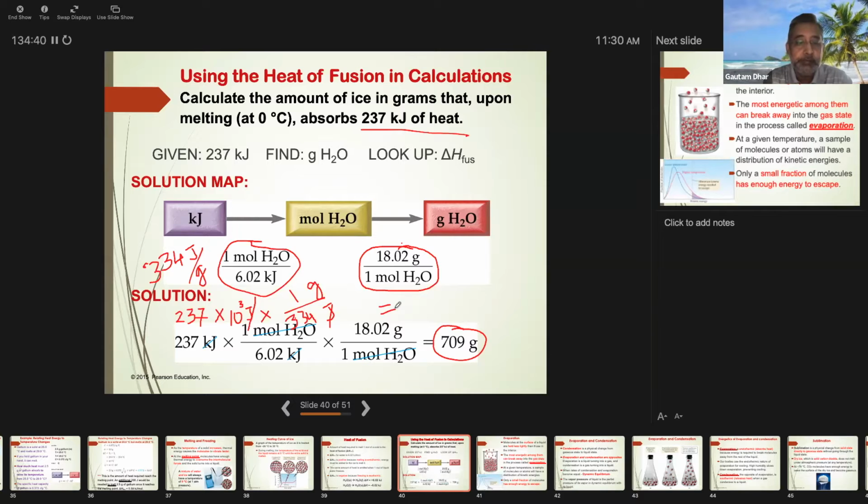237,000, right? 237,000 divided by 334. So I'm getting 709.5. So actually this is 334.7. If you put that number here, probably we'll get closer to that value. Let's type that.